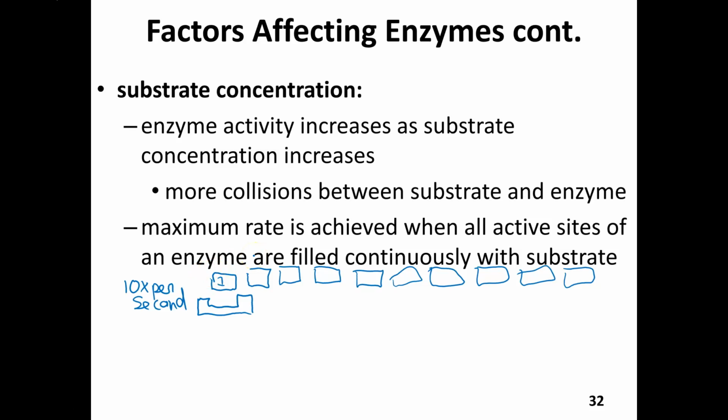And actually when all enzymes are working at their optimum level, then they're considered saturated. So that's called enzyme saturation. And that means the enzyme can't work any faster because it's already doing its optimum level. So in this case, every second, this enzyme would be catalyzing 10 reactions, producing 10 products from the reactants.